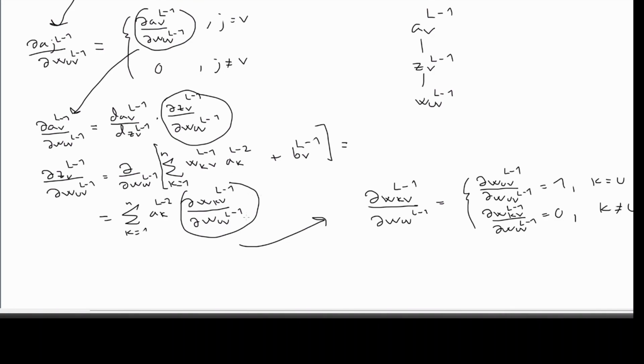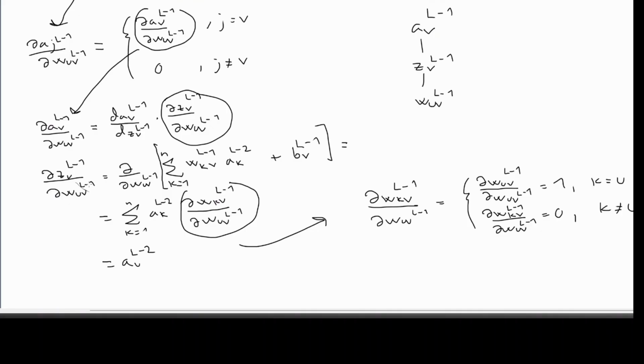So if we substitute that back in here, we get that when k is not equal to u, we end up with a 0 term, and when k is equal to u, we get a, substitute u for the subscript here, of L minus 2 times this derivative, which becomes, as we've seen, 1.